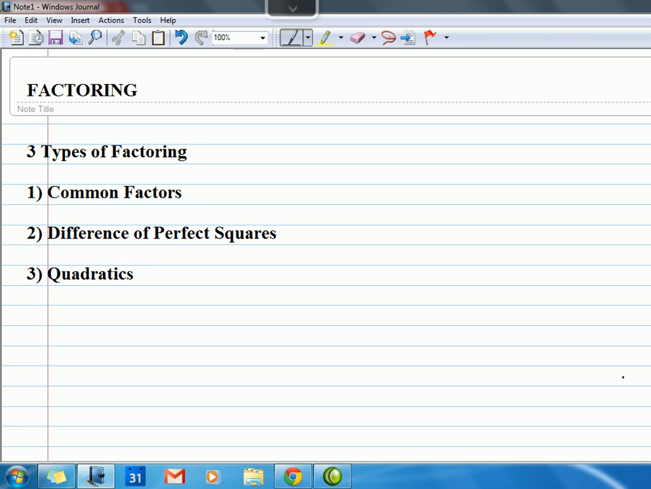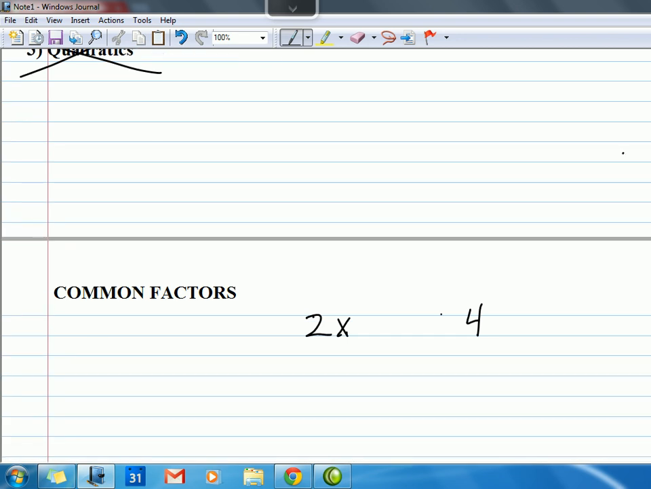All right, there are three types of factoring: common factors, difference of perfect squares, and quadratics. Now, there are derivatives of these. You'll see other forms, but for the most part, these are the main ideas. What you'll be happy to know is today we will not worry about quadratics. So let's just X that out. All we'll worry about is common factors and difference of perfect squares, and the ones that are like it. But those are the ideas. All right, so let's move forward.